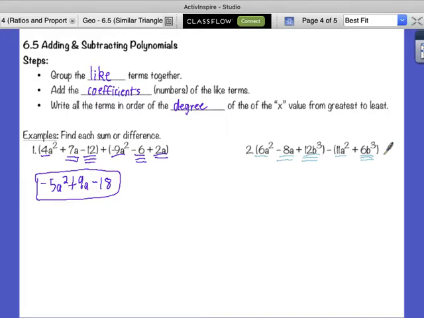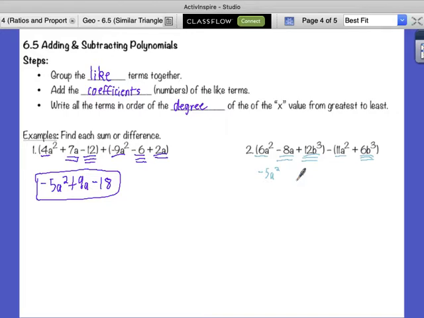Now, what can happen, guys? I don't want you to write this down yet. If we go through here and we say, okay, 6a squared and 11a squared, what are we doing with those two numbers? Subtracting, right? And so what's 6a squared minus 11a squared? Negative 5a squared. I want you to write that part down. I want you to write down negative 5a squared.